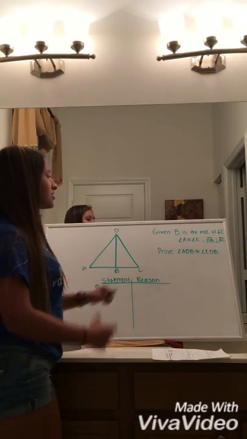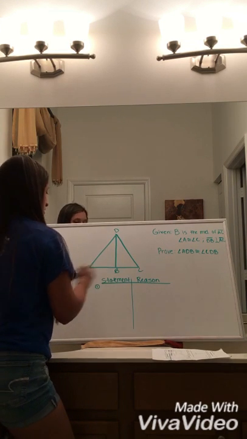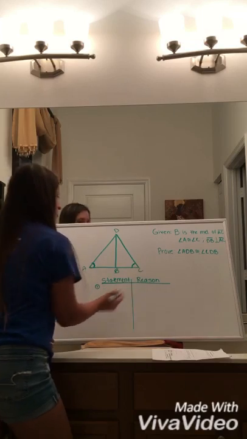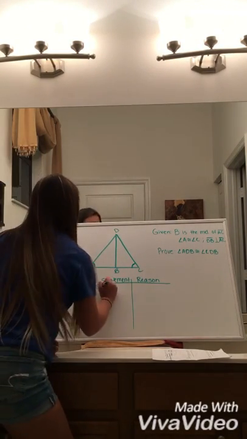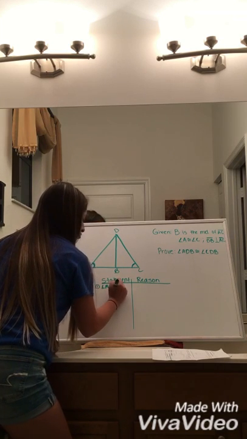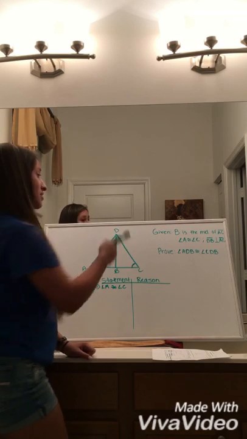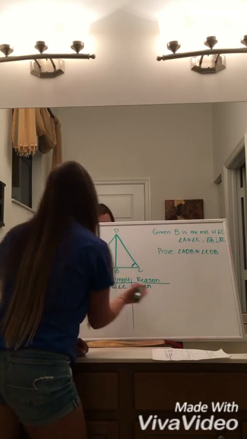So one of my givens says that angle A is congruent to angle C. So I'm going to do a little hash mark to know that these two angles are congruent. So that would be my number one. Angle A is congruent to angle C. And my reason for that is because it's a given. So I would write down given.